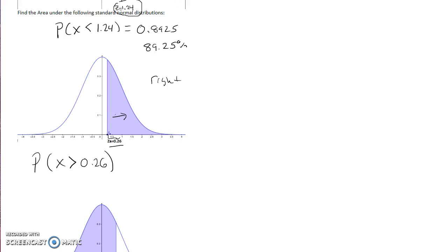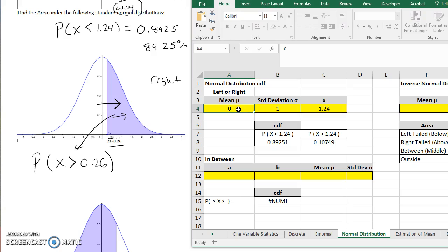Just a little hint here. I like to think of this kind of like an arrow. It's pointing this way because we are shading it to the right. So I'm going to use the Excel spreadsheet to find this. We're going to enter in our mean of 0, our standard deviation of 1, and then this time our lower bound, we call it a lower bound because it's where it starts, is 0.26. And then I hit enter, and I just need to know which one I'm looking for. This is where I look at what I defined. X is greater than 0.26. That's 0.3974.